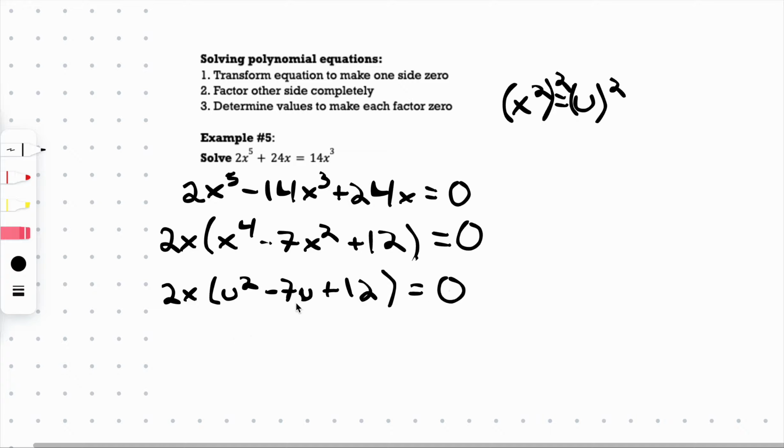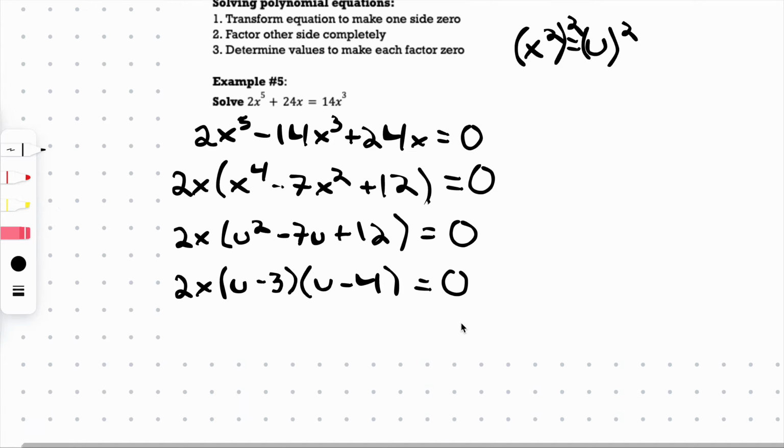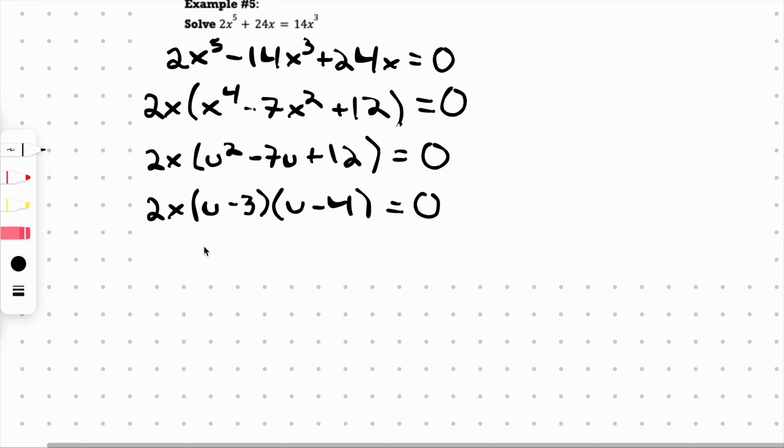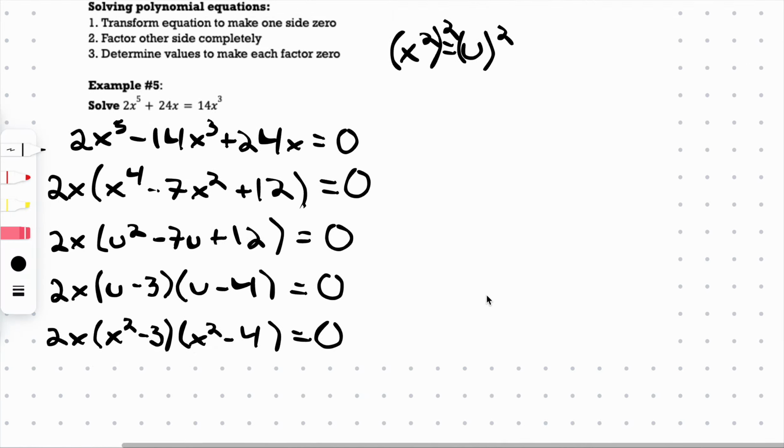Now we want to find two numbers that multiply to positive 12 and add to negative 7. That's going to be negative 4 and negative 3. So I'm going to say u minus 3 and u minus 4 equal to 0. Just going to keep on going down here. Now we want to sub back in x squared for u. So we have x squared minus 3, x squared minus 4 equals 0, sorry.